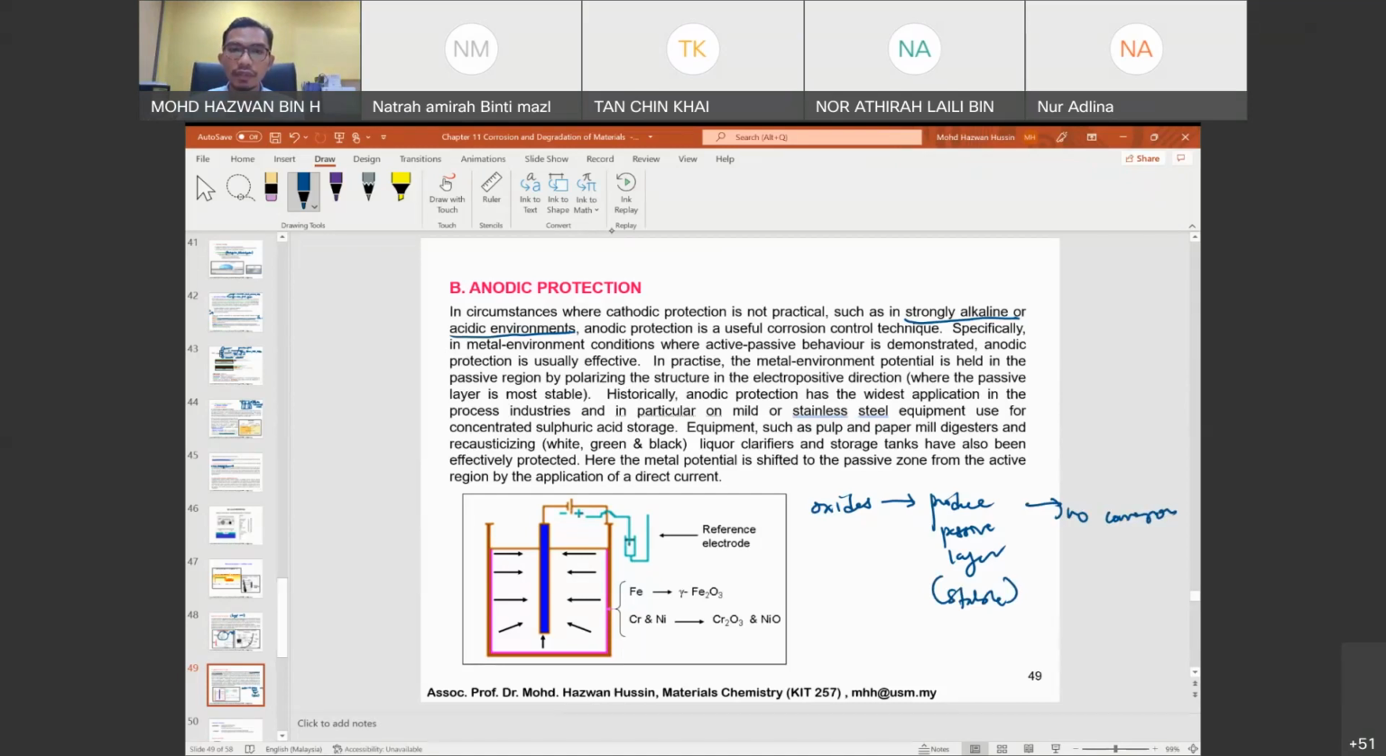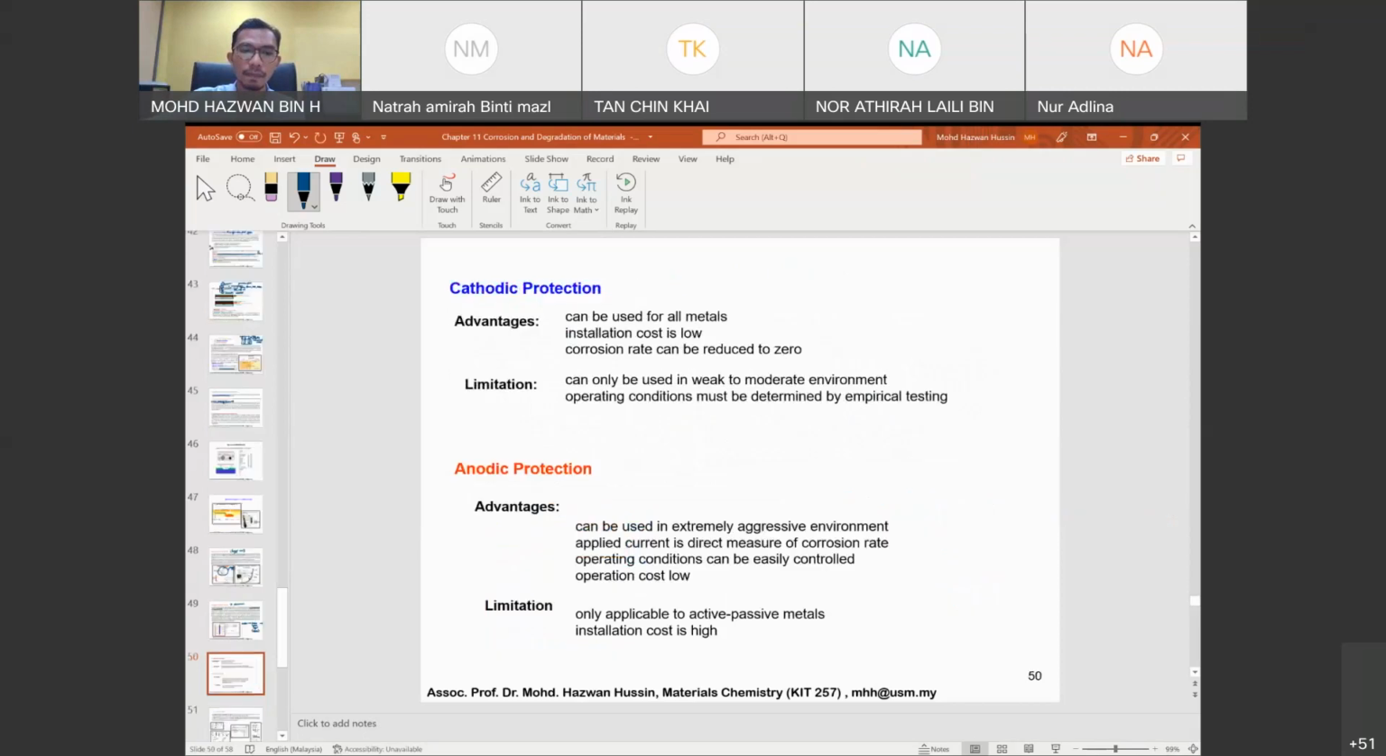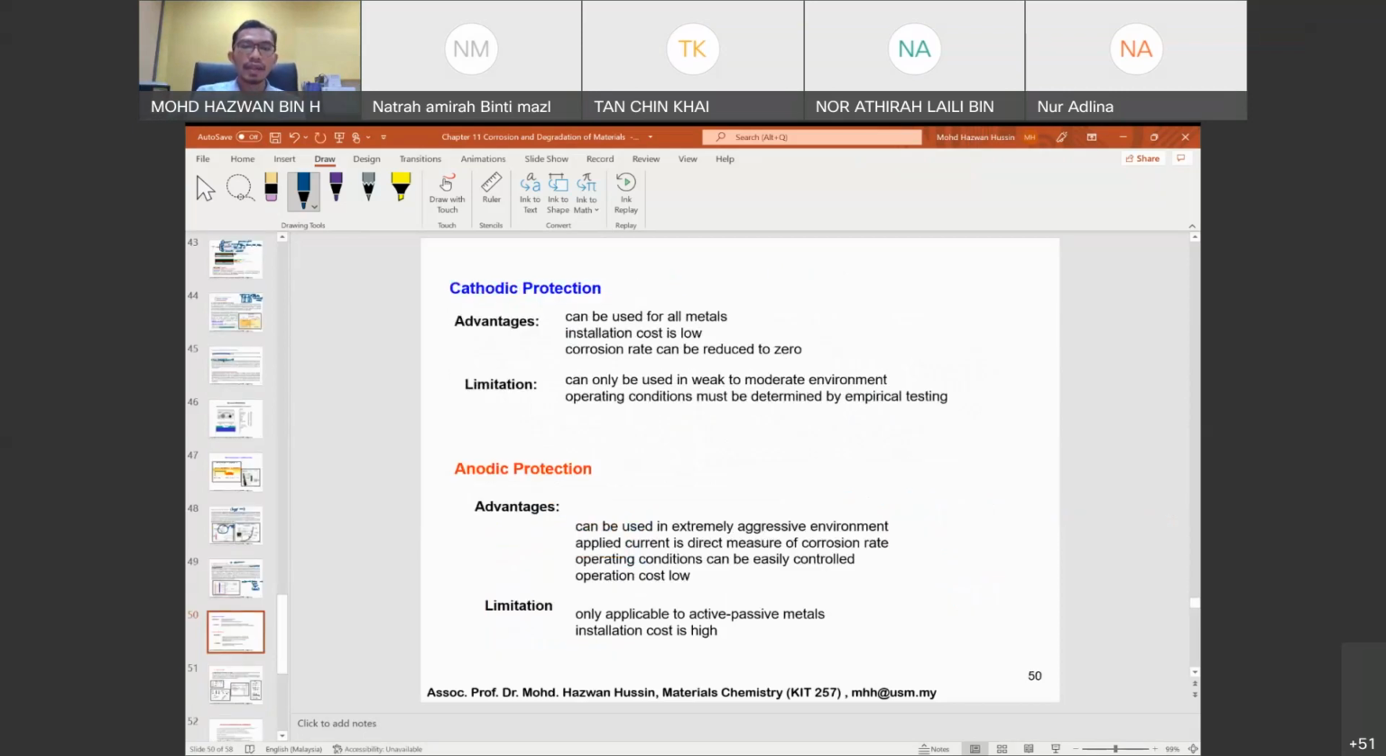So if you want to do anodic protection, it is best if you include chromium or whatsoever. Then the surface will be passivated with a chromium oxide layer, and finally you can do the process in high acidic or high alkaline conditions without damage to the structure. For a comparison between cathodic protection and anodic protection, you can see it from here easily for installation, cost and whatsoever.